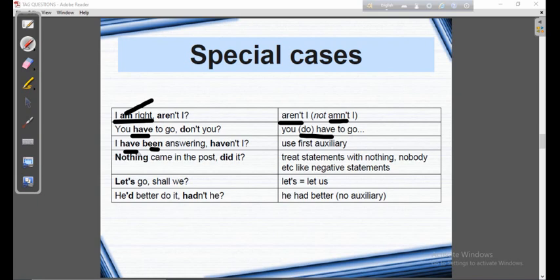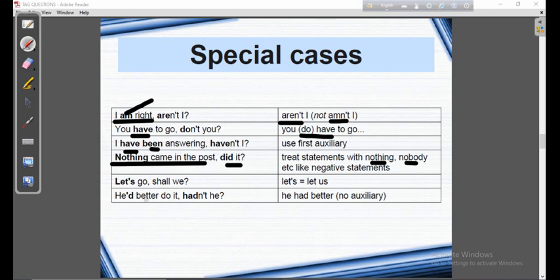Nothing came in the first. Statements with nothing, nobody, none, no one. These are the negative words, and if you find these types of words, you will have to take it to be negative. So it is negative, that means it is not positive, so it takes an affirmative tag or positive tag.